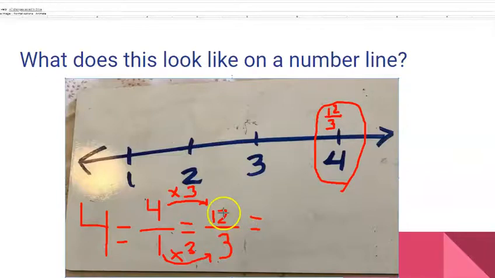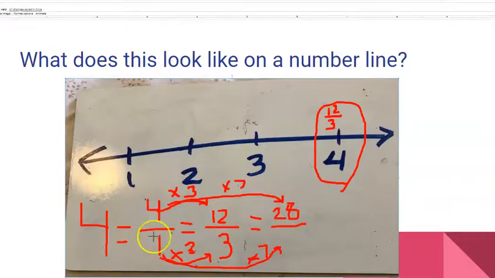Now we could multiply this and get the same thing, or we can take the 4 and we can go all the way over here and do the same thing that we did before. But let's pick a different number instead of 3. So let's do the number 7. So now we are going to do the same thing. 4 times 7 is 28 over 1 times 7, which is 7.